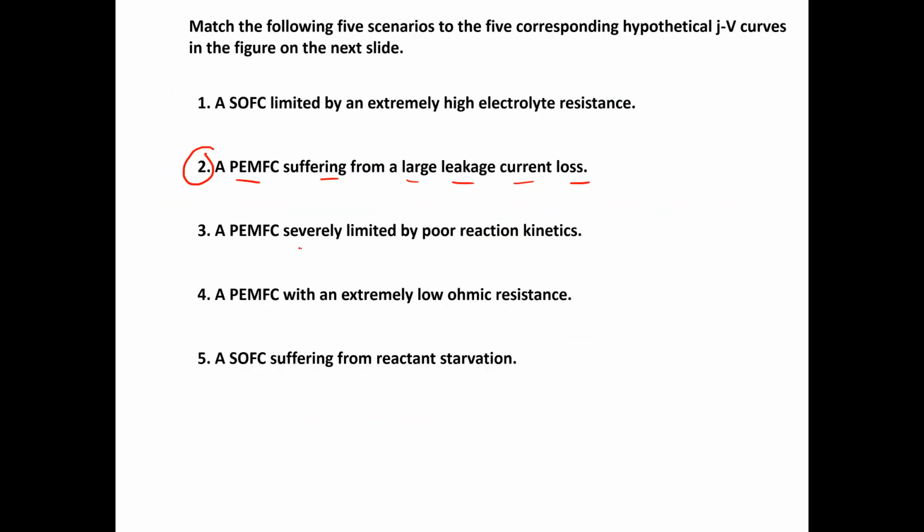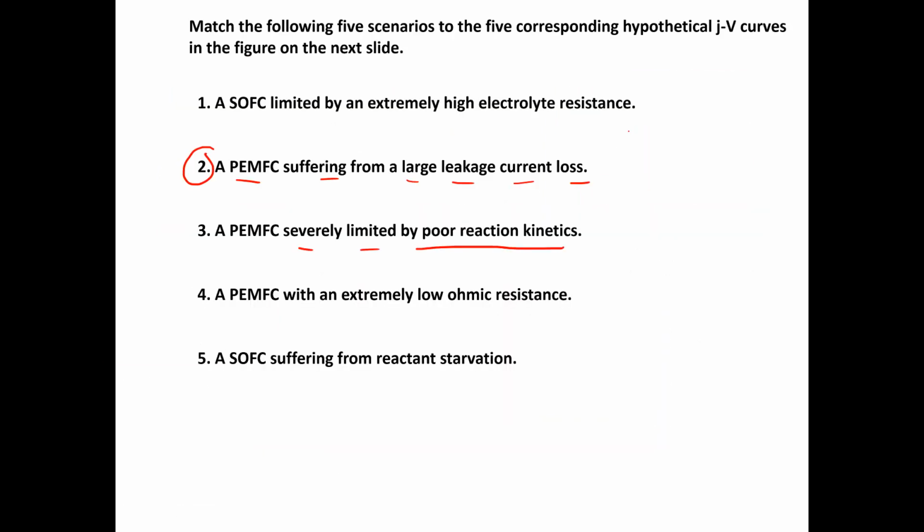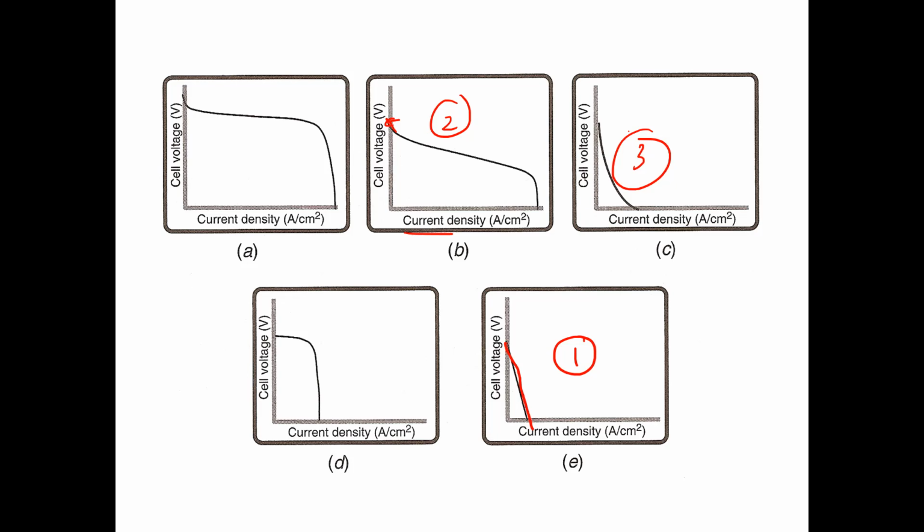C is a fuel cell severely limited by poor reaction kinetics. That would be represented by a sharp decrease in the activation loss zone. So that would be scenario C. 4 is a fuel cell with an extremely low ohmic resistance. In that case, you would have very little loss in the ohmic loss region. So this would be 4, basically not much loss in voltage with increasing current as a result of low resistance.